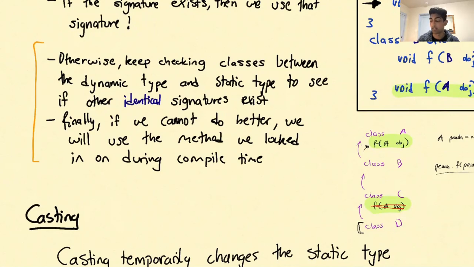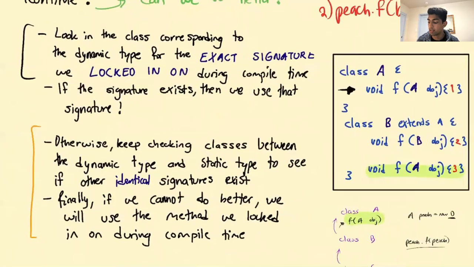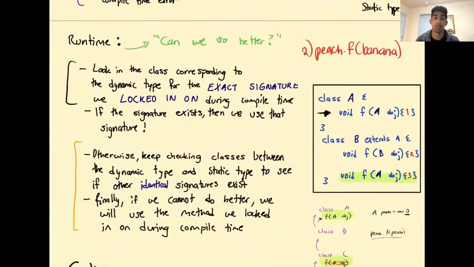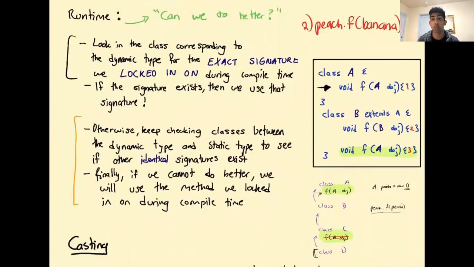So in that light, it's helpful to think about dynamic or the runtime as answering the question, can we do better? If we can't do better, we just use what we locked in during compile time. If we can do better, then yay, it's a plus. So I'm going to walk through one more example here, and then we will move on to casting.